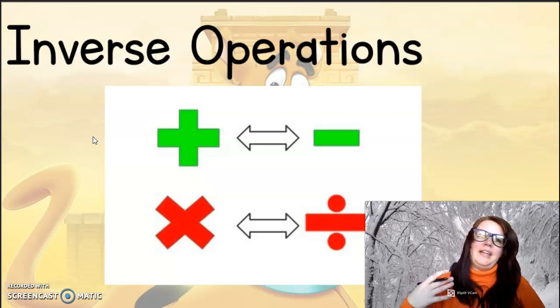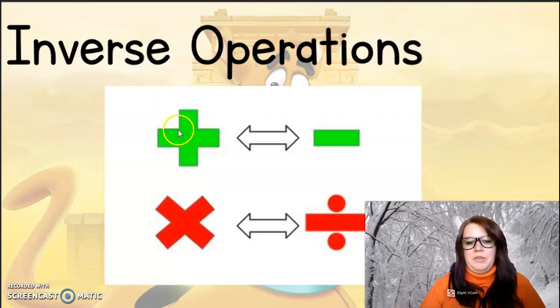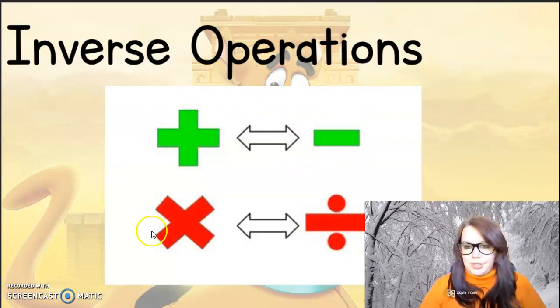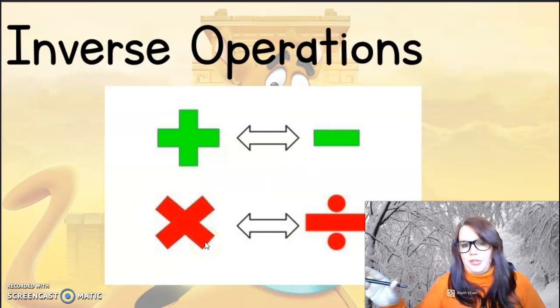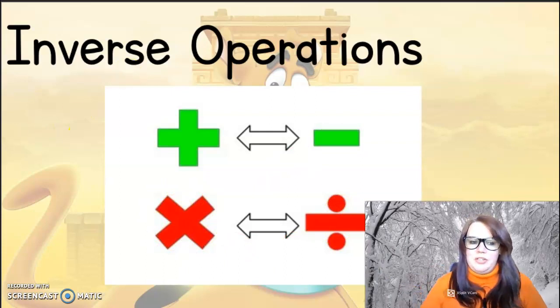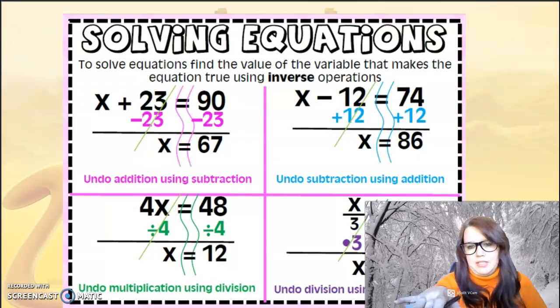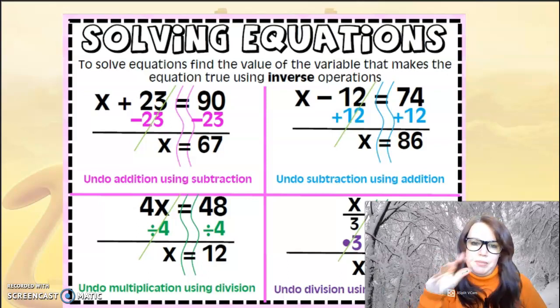I'll show you some examples, but the inverse operation of addition is subtraction. The inverse of subtraction is addition. They undo each other. Same thing with multiplication and division. They undo each other. So they are called inverse operations. So these are your notes. They're available in the announcements. I think my video is cutting off a section of the bottom, but it's fine.